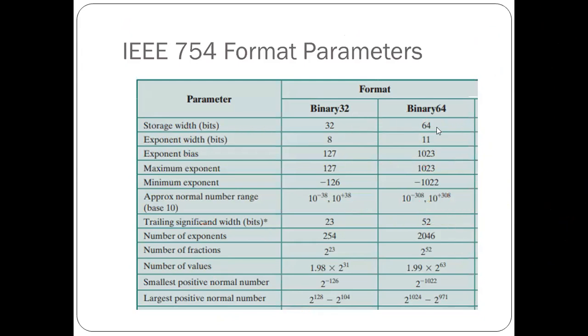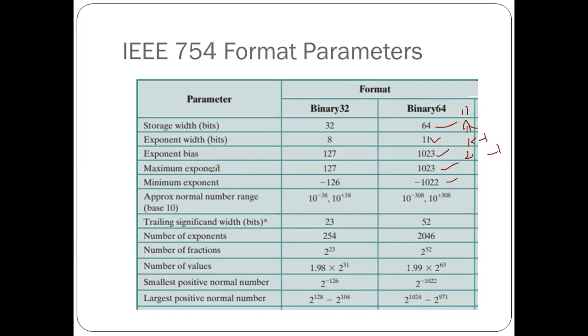So here the storage is 64-bit double version format. 11 bits for your exponent, bias is 1023, right? Since it is 2 power k minus 1, here k is equal to 11. And next, maximum exponent 1023, minimum exponent minus 1022, right?